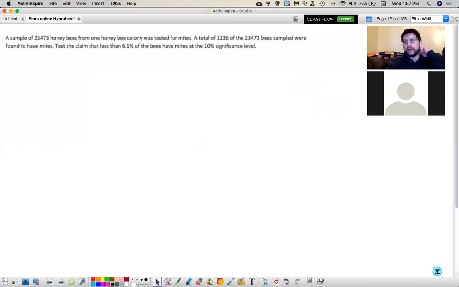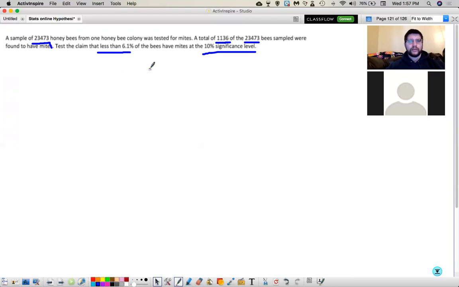Yeah, the honeybee problem. You probably remember this one or not. It was on the quiz there for our P test. A sample of a lot of honeybees. So that's my sample. That's N. My bee colony was tested for mites. This many of that many were found to have mites. Test the claim that less than 6.1% of bees have mites at the 10% significance level.